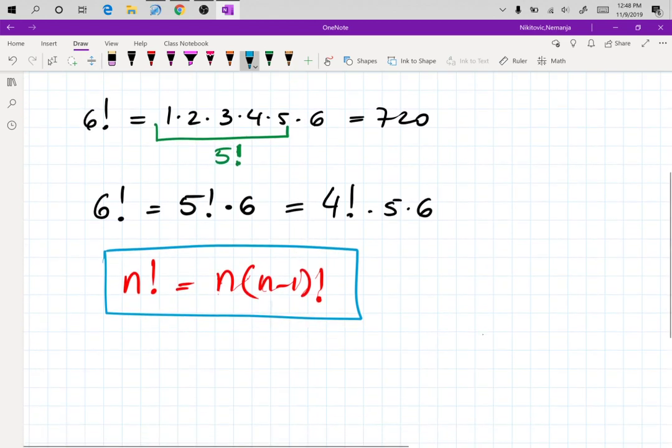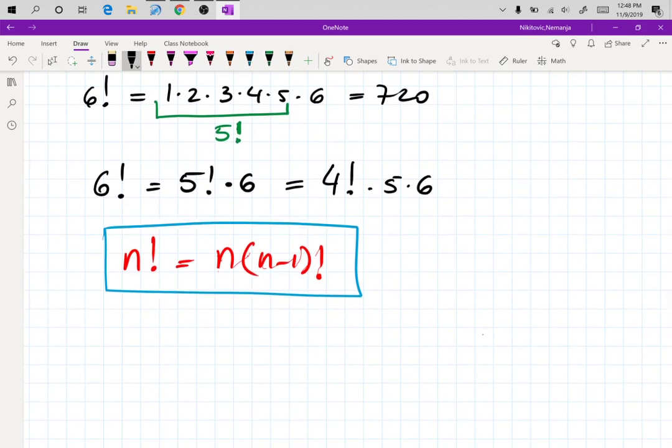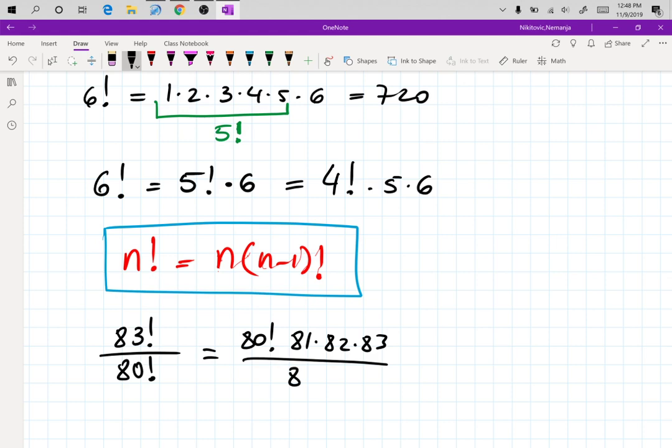Can I still compute 83 factorial divided by 80 factorial? Yeah. So this is going to be 80 factorial times 81 times 82 times 83 divided by 80 factorial, and then they cancel and you can just compute the rest. So it's not that you can't do anything, right? If there are other factorials around to cancel, I think you learn most of this stuff when you learn probability in your stats class.